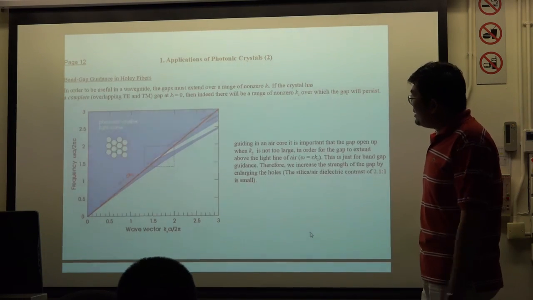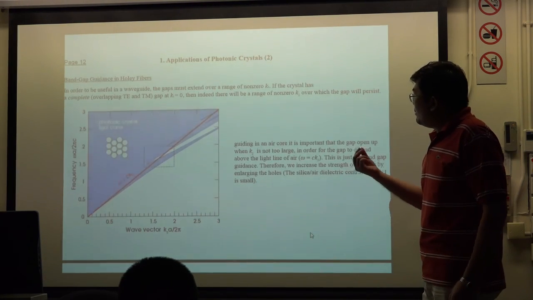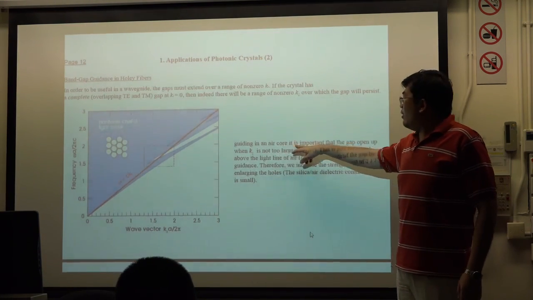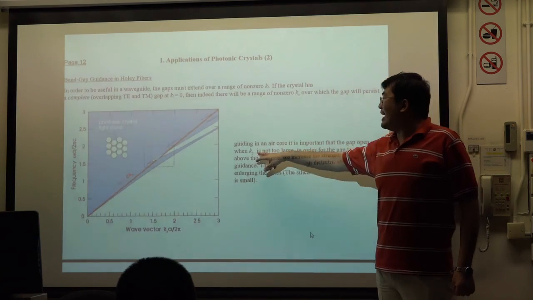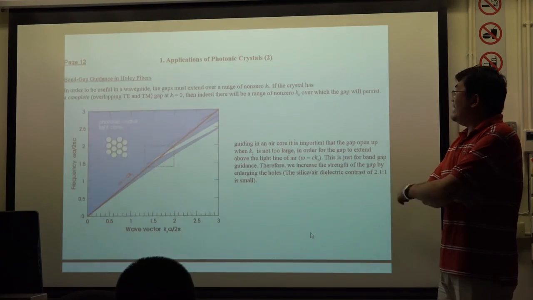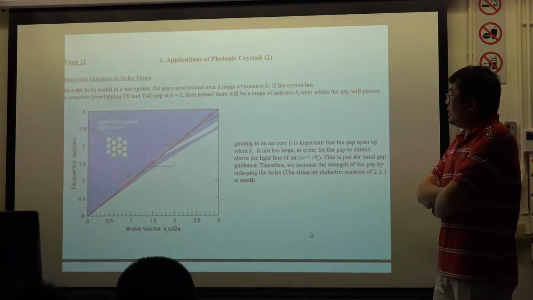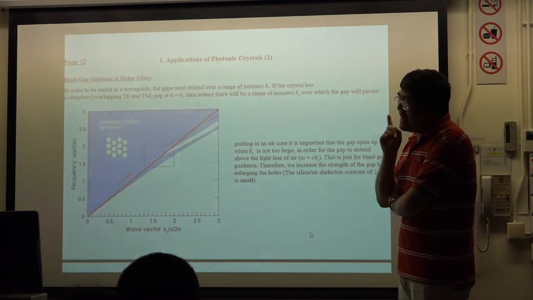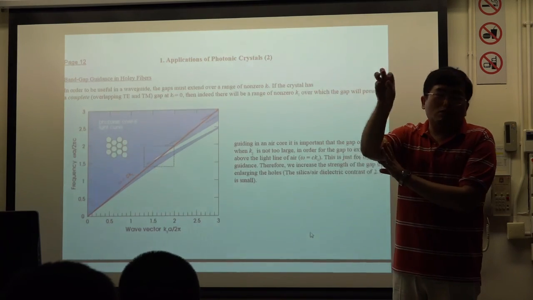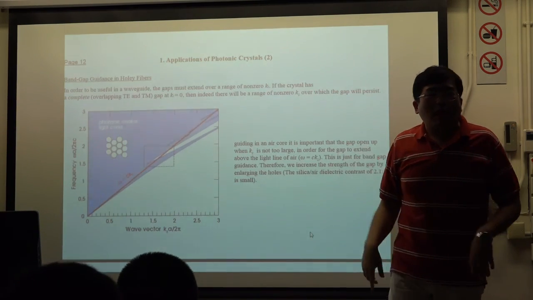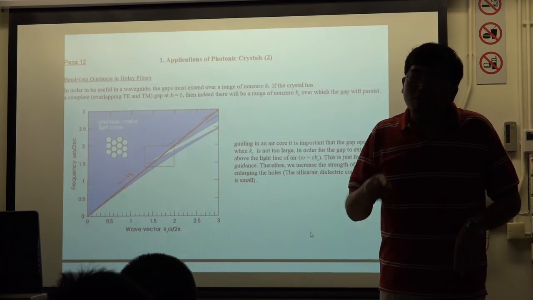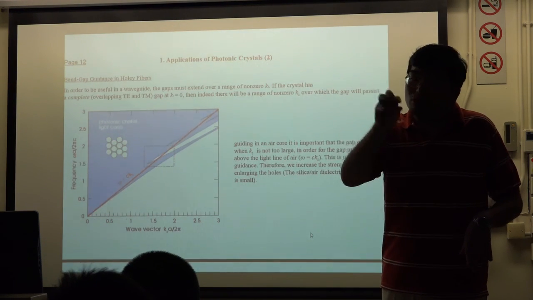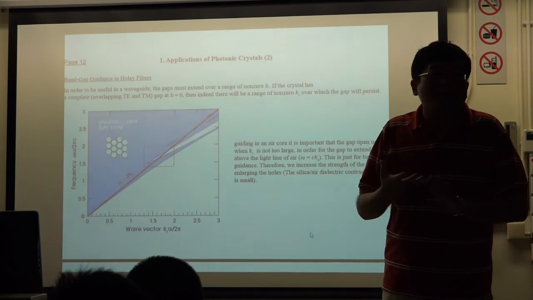When Kz is not equal to 0, the band gap will be narrower, smaller. You can see that. So guiding in the air core is important. The gap opens when Kz is not too large. For this figure, the problem is that first we use glass, a glass and hole structure. How about the refractive index for glass? Very small, maybe 2.1, 2.2, right? And then with the hole, there is no contrast, right? No contrast.